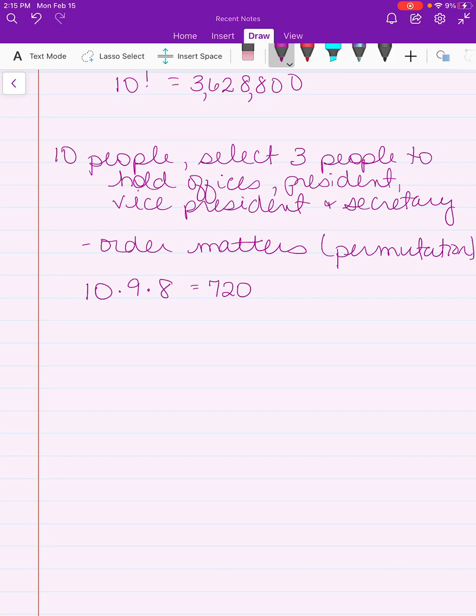But there's a formula that goes along with this. If I have 10 people and I'm doing permutations and I'm going to take 3 at a time, then I can do n factorial divided by n minus r factorial. So what happens, well, 10 minus 3 would be 7.